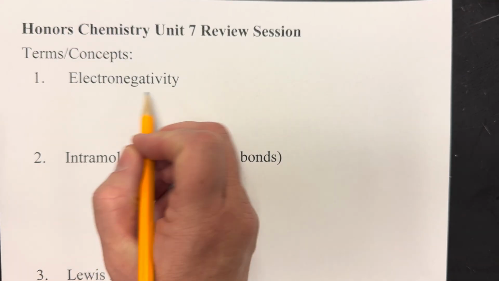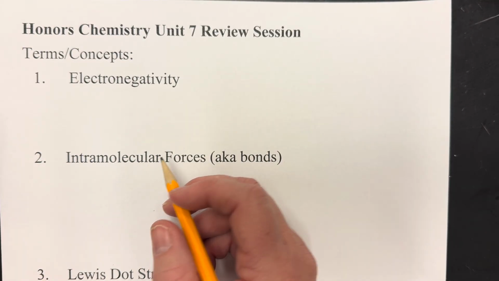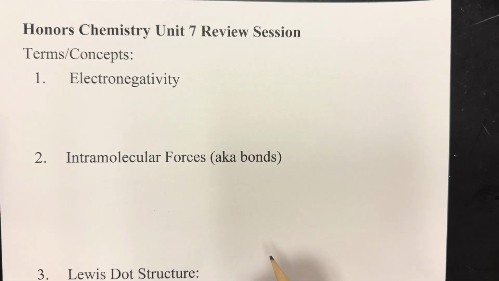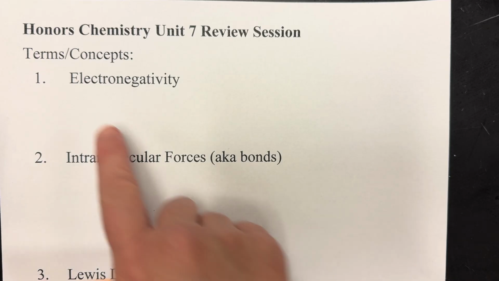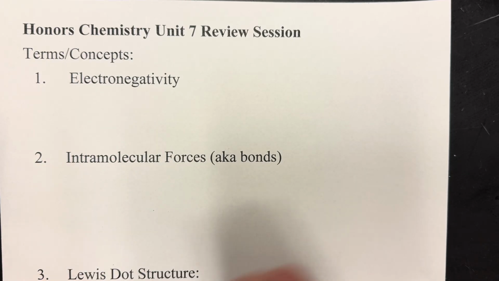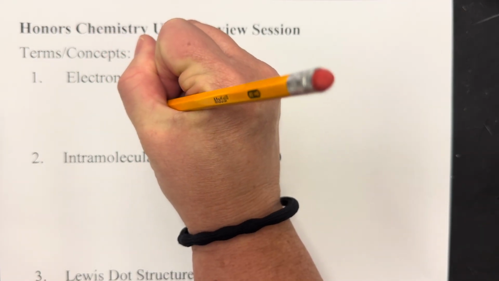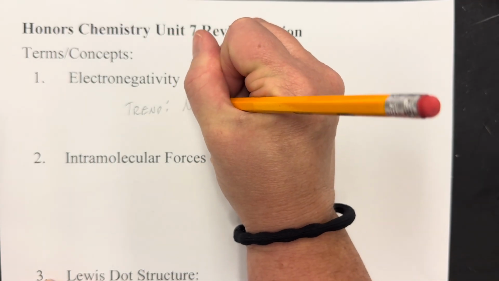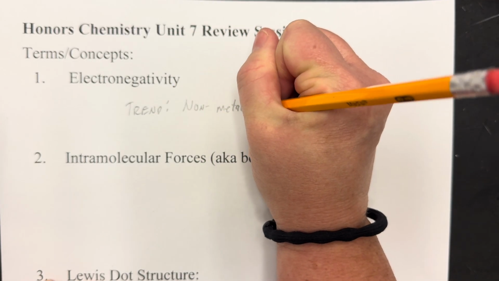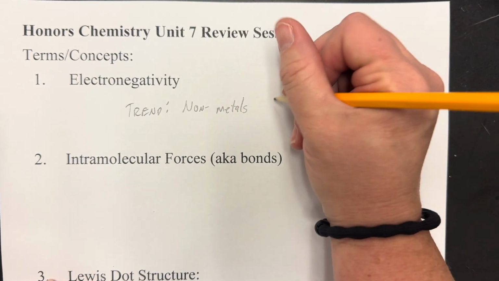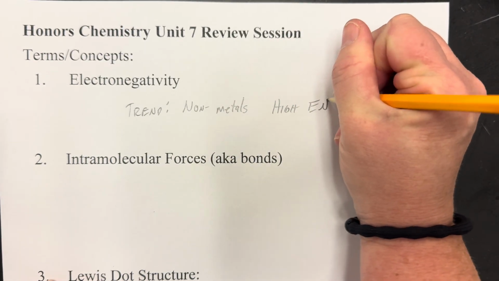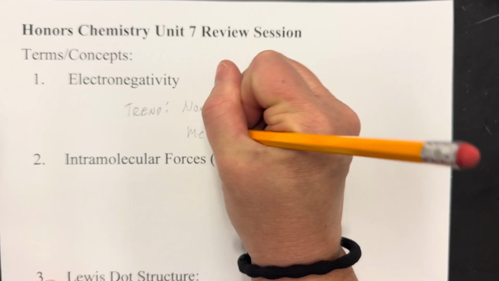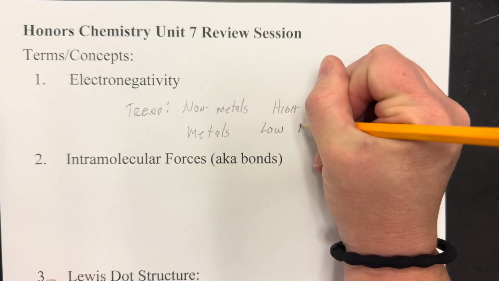All right, our first one is electronegativity. Remember, electronegativity is when two atoms are sharing a pair of electrons. Which one of those atoms is going to pull the electrons closer to itself, that value is called electronegativity. So what we find, the general trend, is that our nonmetals, those to the right of the stair step on the periodic table, have high electronegativities. They really want to gain electrons. They want to pull electrons towards themselves, whereas our metals tend to have lower electronegativities.